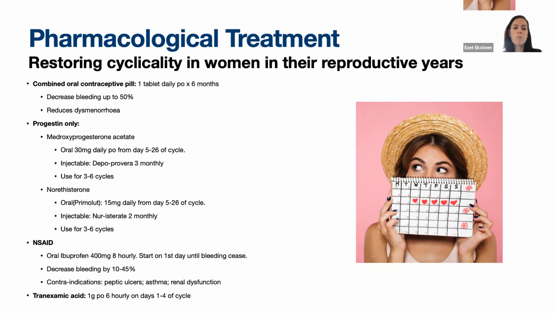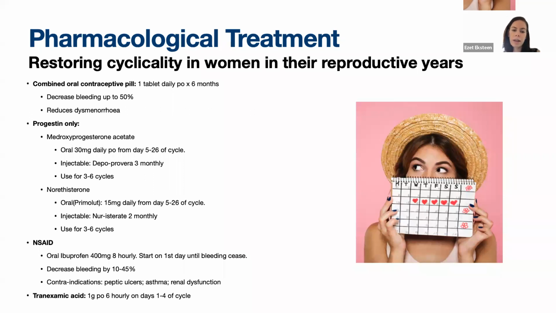We can also offer them progestin only. The 2 big groups that we have are medroxyprogesterone acetate and norethisterone. You can either offer them the oral or the injectable form. If you use the oral form, usually we advise them to take it from day 5 to day 26 of their cycle, and we usually give this for at least 3 to 6 months.